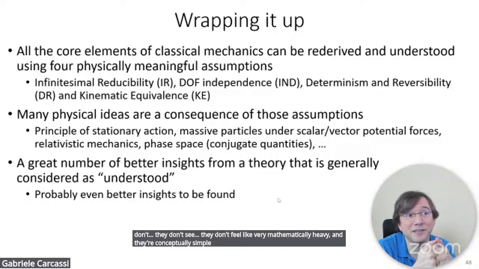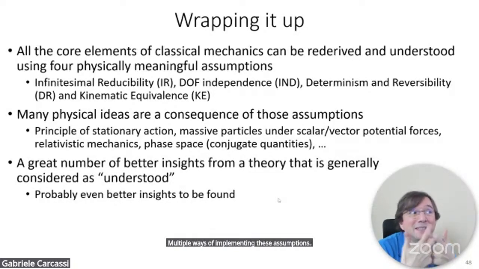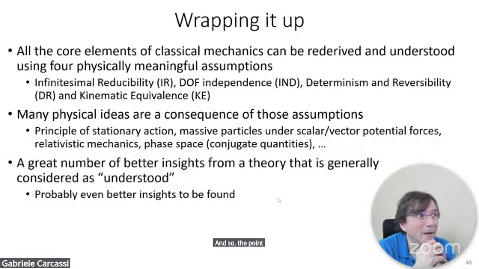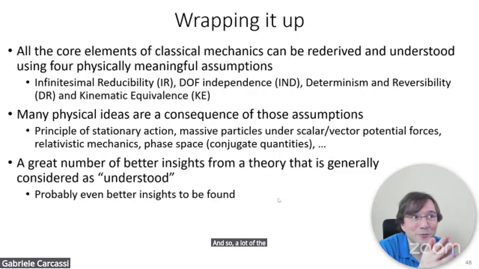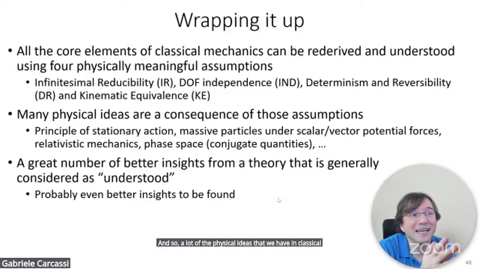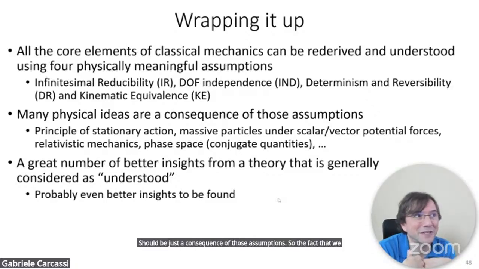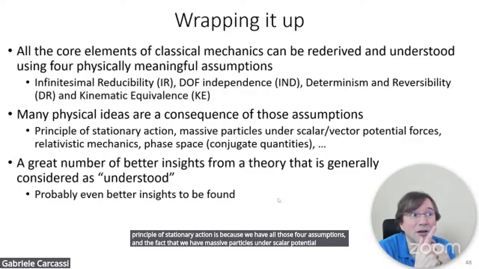And the fact that you can have multiple ways of implementing these assumptions allows you to get more insight that you can reuse. And so the point is that all of classical mechanics is a consequence of those. A lot of the physical ideas that we have in classical mechanics should be just the consequences of those assumptions. So the fact that we have a principle of stationary action is because we have all those four assumptions.